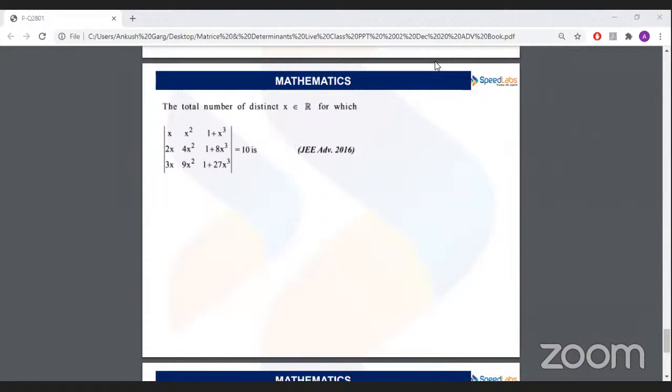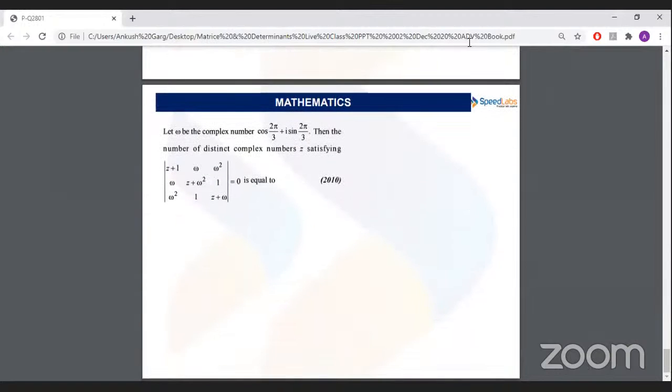Okay, I think this is the last question. Let's solve the last question. Let omega be the complex number cos 2 pi by 3 plus iota sin 2 pi by 3. That is your cube root of unity, right? Then find the number of distinct complex numbers z satisfying this particular relation, that this determinant is equal to 0. Okay, so check this question out, try to solve.